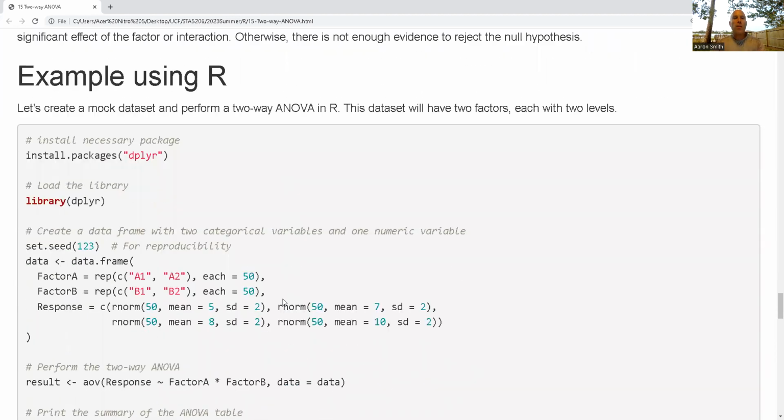All right, so let's run through an example using R. Let's create a mock data set and perform a two-way ANOVA using R. The data set will have two factors, each with two levels. So we're going to make it pretty easy. I've got two levels of two variables, and I have some numeric variable whose means I'm interested in. So here, factor A has two levels, A1, A2. Factor B has levels B1, B2.